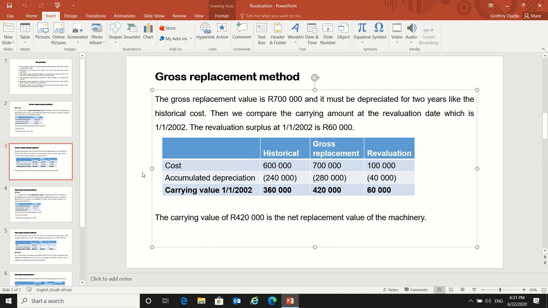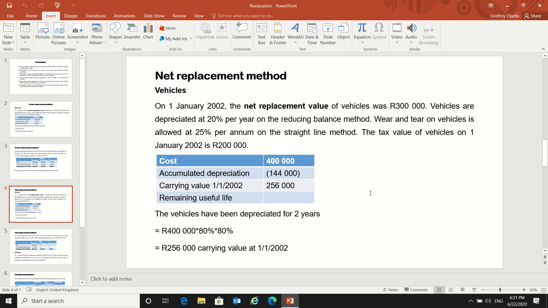Okay. Now, let's look at net replacement. Now you've got a vehicle here. On 1 January, the net replacement value of this vehicle was 300,000. Vehicles are depreciated at 20% on a reducing balance. Wear and tear on vehicle is allowed at 25%. The tax value of the vehicle on 1 January 2002 is 200,000.